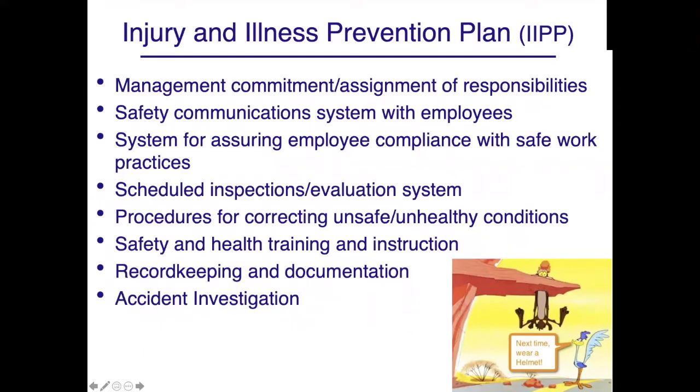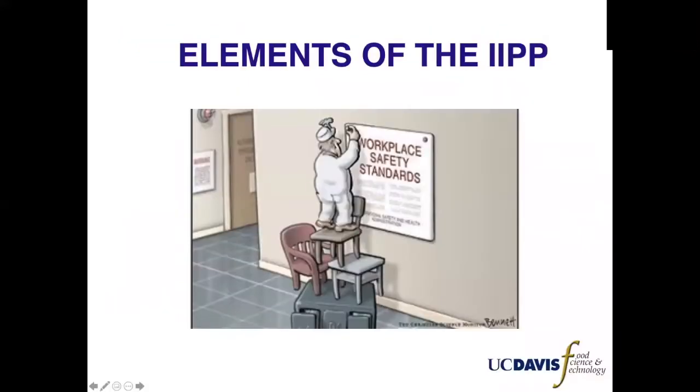The Injury and Illness Prevention Plan, or IIPP, details management commitment and assignment of responsibilities for those maintaining and implementing the plan. It discusses various safety communication systems with employees. The IIPP outlines a system for assuring employee compliance with safe work practices, as well as scheduled inspections and evaluation systems. It also contains procedures for correcting unsafe or unhealthy conditions, safety and health training and instructions, record keeping and documentation, and accident investigation procedures. We will now discuss some of the elements of the IIPP.